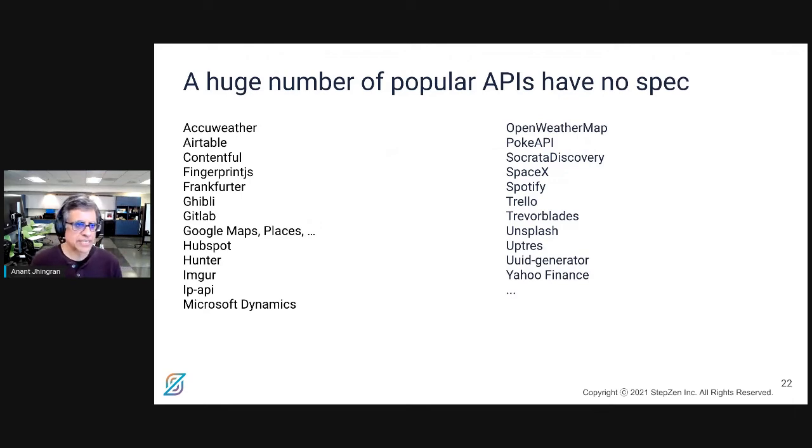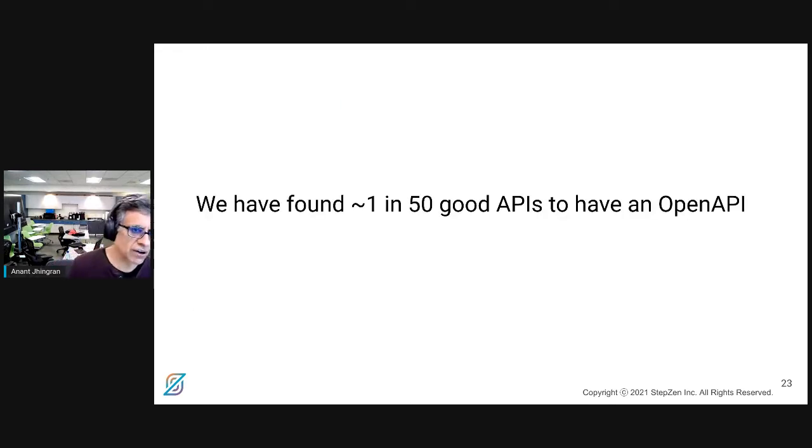Okay, so for example, here is a set of popular APIs that our customers and our developers and others are using in the context of StepZen, and all of these are really, really high quality APIs, except none of them have OpenAPI specs, or they don't have OpenAPI specs that are usable directly. We actually found that only about 1 in 50 good APIs, and I'm not talking about the dustbin of APIs, really, really good APIs, only 1 in 50 have OpenAPI specs.